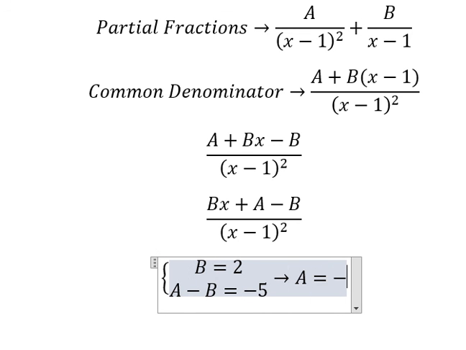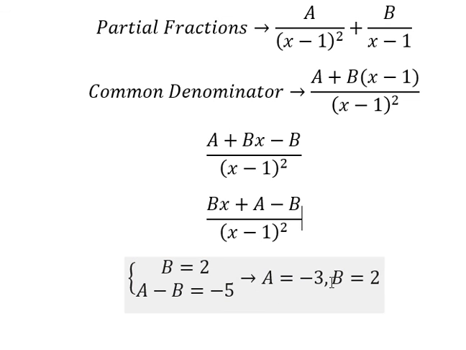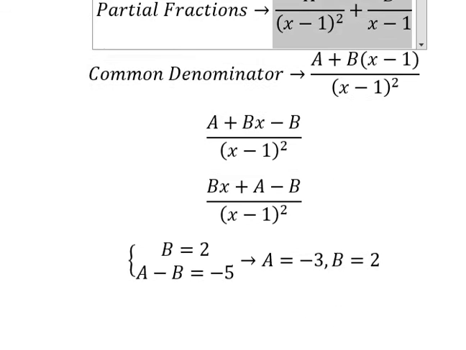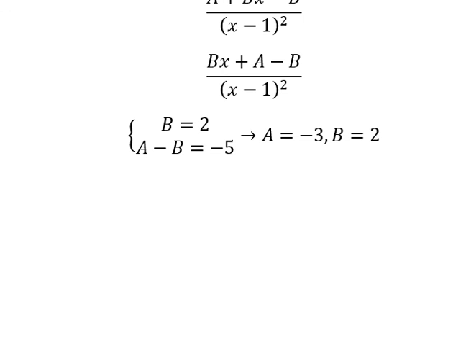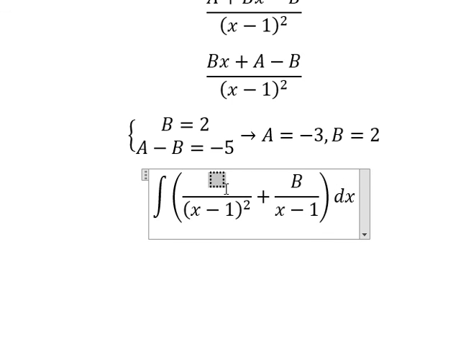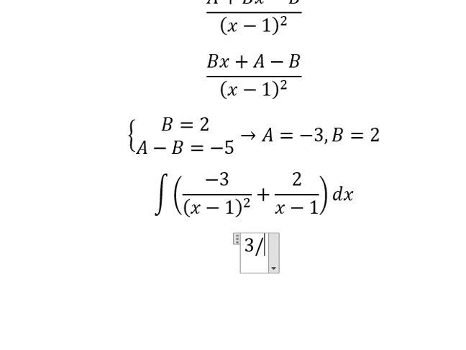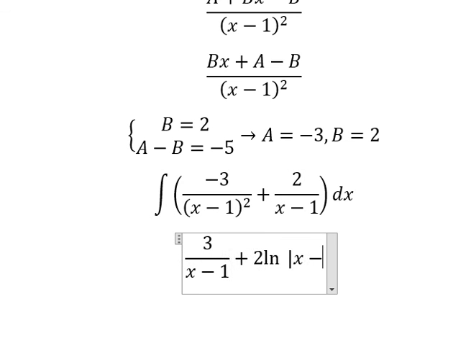So A equals negative number 3, B equals number 2. So we put A and B in here. And now we have the final answer. The integration of this one, we have 3 over s minus number 1. The integration of this one, we have number 2 ln of the absolute value of s minus 1.